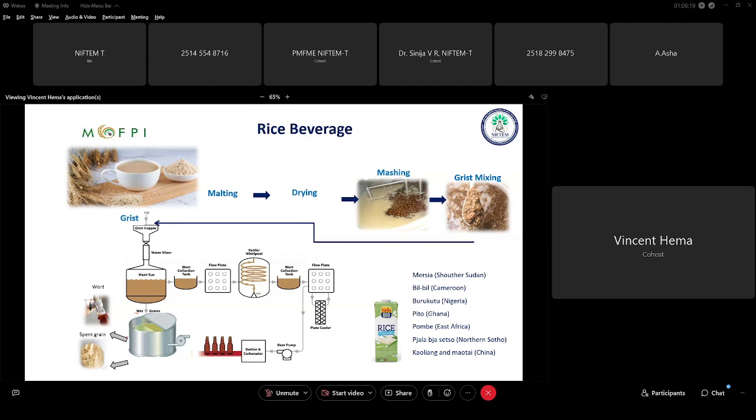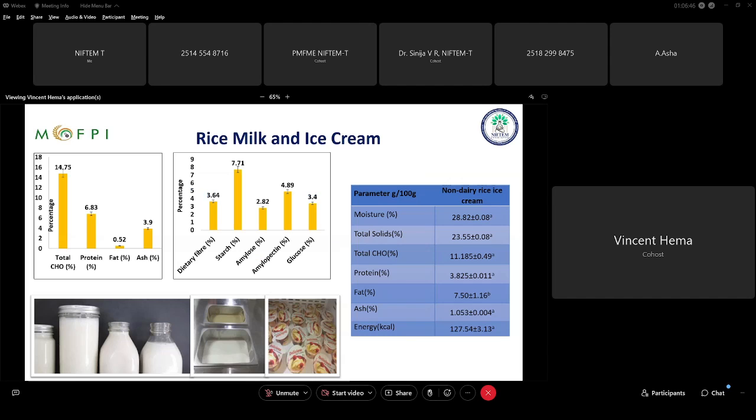Bilbil is very popular in Cameroon and Nigeria. The brukutu kind of beverage is very popular, and in Ghana also pito. In East Africa, we have a beverage like bompo. These kinds of beverages are commercially available. So for similar versions of our rice-based malted beverages, there is a lot of opportunity by using the malted grain and grits. Further, it can be processed into beverages, and this milk can also be processed and packed in the form of milk.